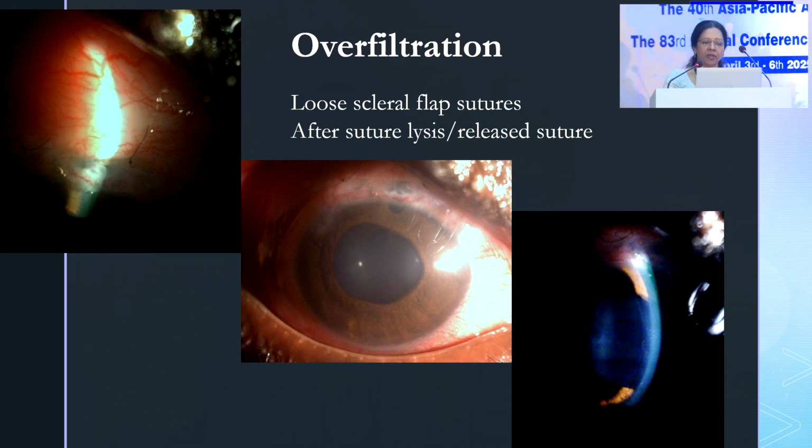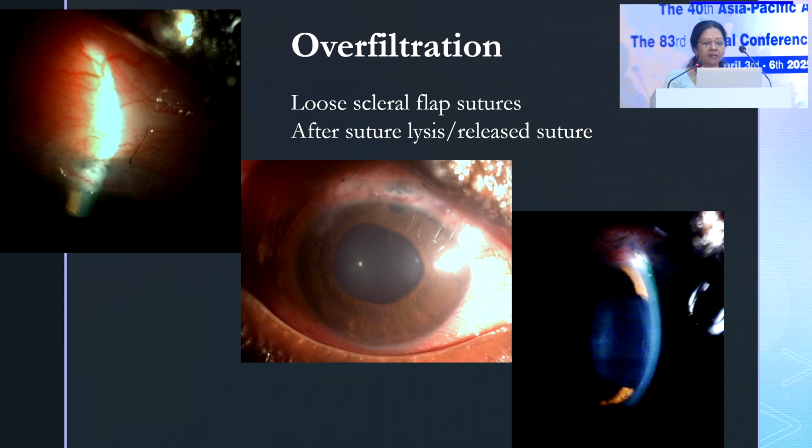So the most common reason for overfiltration is loose scleral flap sutures. If you haven't sutured well, if it's not on the tighter side, then this complication is likely to occur. Sometimes people tend to use viscoelastic to form the chamber. And when the viscoelastic disappears over the next 24 hours, then the chamber shallows and you realize that the scleral flap sutures are loose.